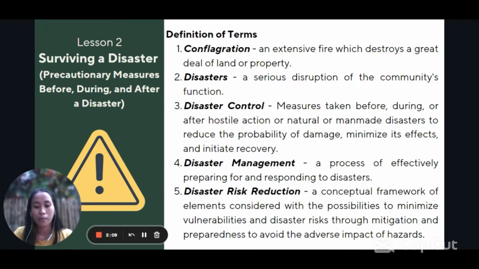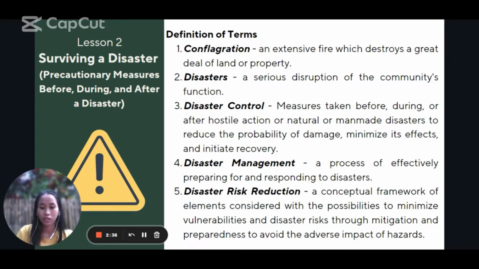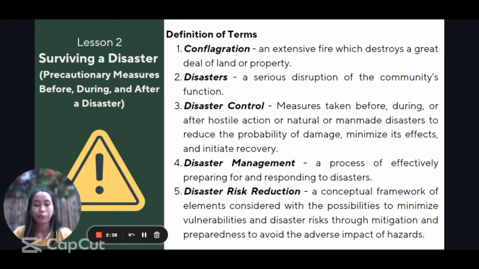And one of the examples is flood. We didn't know when a flood will occur. So moving on to the third, disaster control. It is designed to prepare the inhabitants and to protect the lives of every person, including their properties. This should be action before, during, and after a disaster.